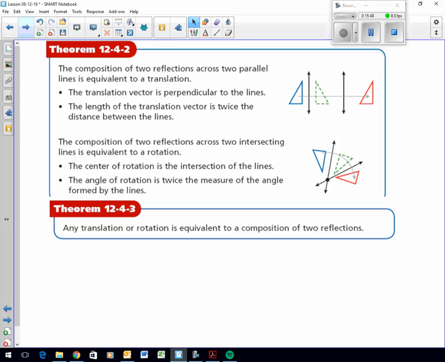Here we go. Here's what you need to write down. This first part: composition of two reflections across two parallel lines is equivalent to a translation. Write that down. Check it out. If I had reflected the blue triangle to the green triangle, and then reflected the green triangle to the red triangle, that would have been the same as just translating the blue triangle to the red triangle.